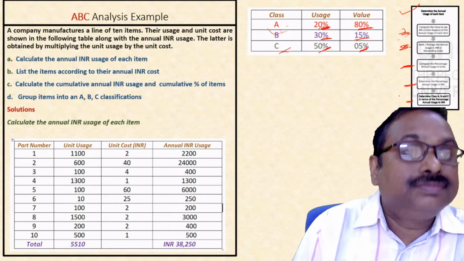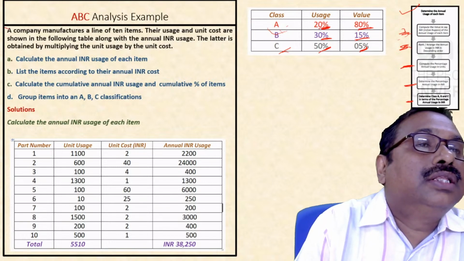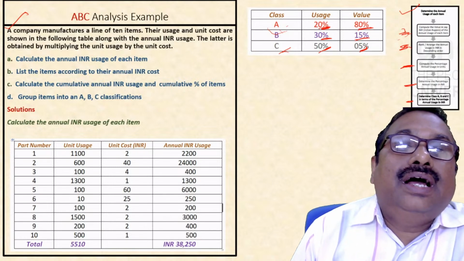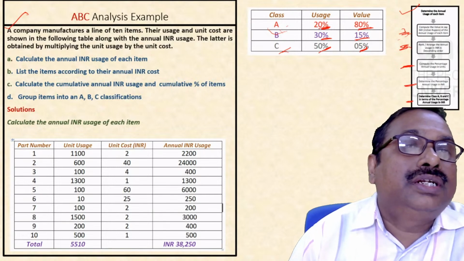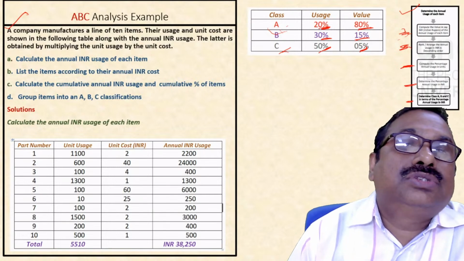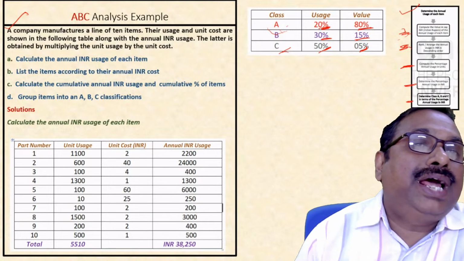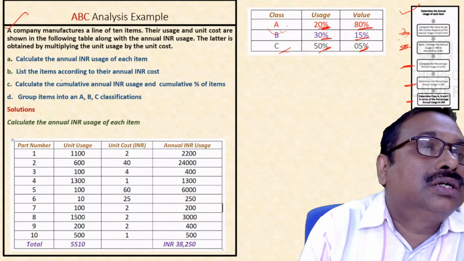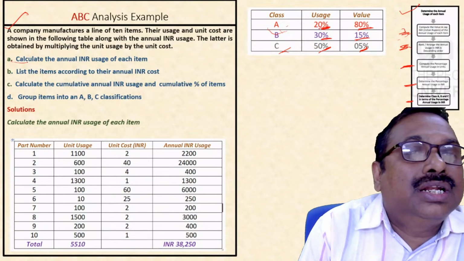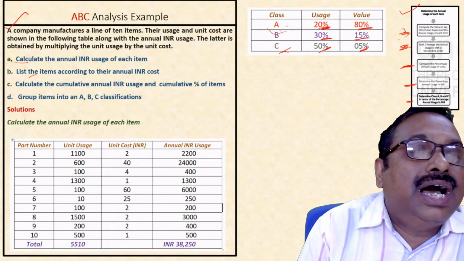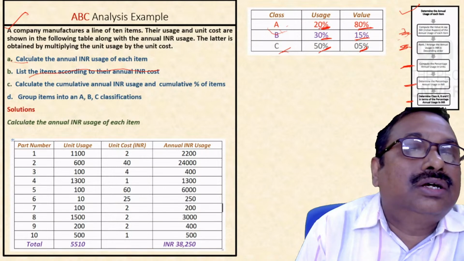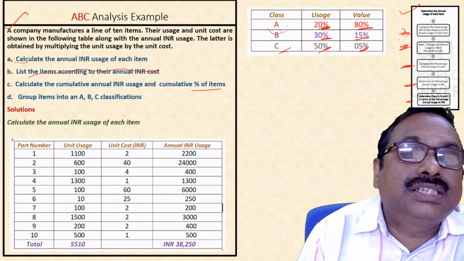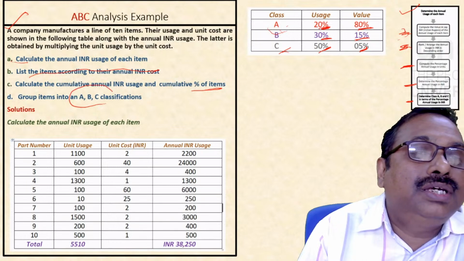So here we'll take an example. A company manufactures a line of 10 items. Their usage and unit cost are shown in the following table, along with the rupees usage. The latter is obtained by multiplying the unit usage by the unit cost. So we have to calculate the annual rupees usage of each item, list the items according to annual rupees, then calculate the cumulative annual rupees usage and cumulative percentage of items, then group the items into A, B, and C classifications.